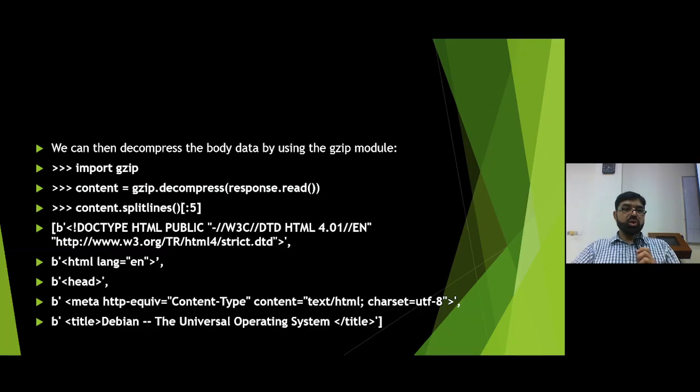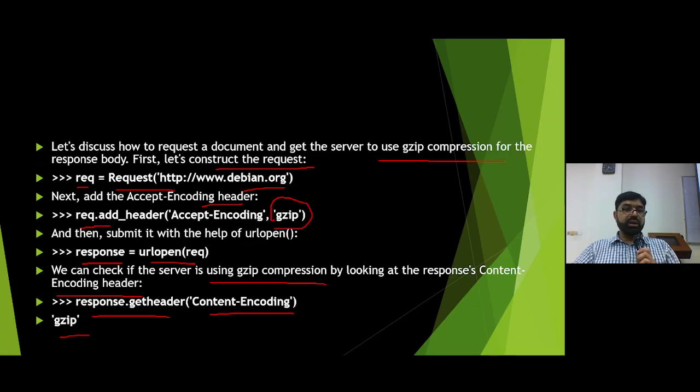If Content-Encoding is gzip, it means that this server is supporting this encoding. So we can decompress the body of the data using the gzip module. Import gzip, content is equal to gzip.decompress(response.read()), then content.splitlines(), and then we can read all this. So what exactly did we do? We asked a server to send us all the files in zip or compressed format. So basically, instead of sending many different files one by one, it just compresses and sends the whole thing, and then you can unzip or decompress.